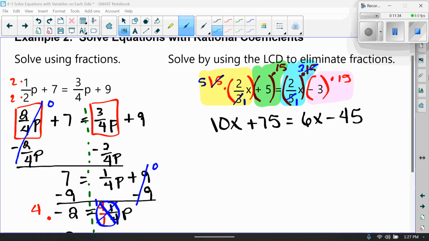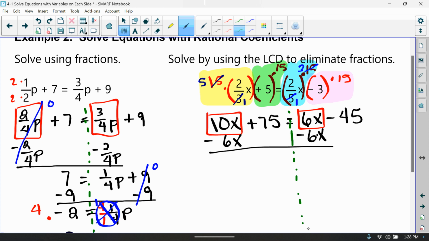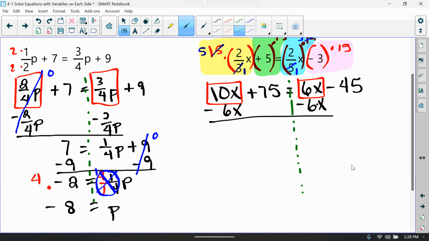So again, I like to stay positive, okay? I'm getting rid of my variables. So what would I choose to do? Subtract 6. Very good. So minus 6x. Don't forget the x. Minus 6x on both sides. Now, I do want to tell you that, again, that is what I like to do. Do you have to do it? No, you could subtract 10x on both sides. You will end up with the same answer. Is everybody clear? All right, so let's continue.